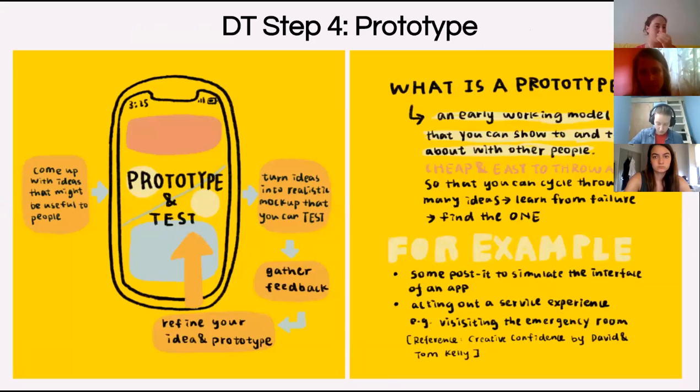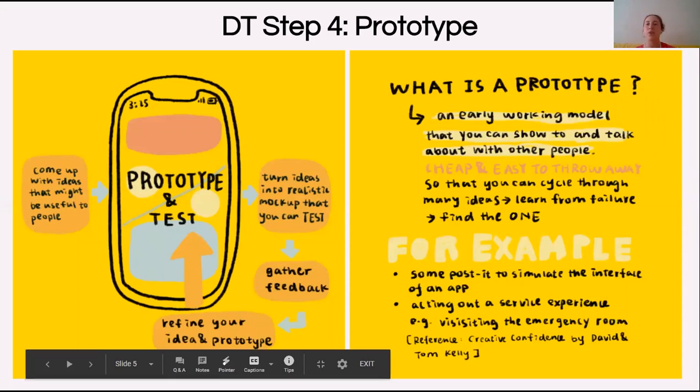So here it says, prototyping and testing is about coming up with ideas that might be useful to people, turning those ideas into realistic mock-ups that you can test, gathering feedback and refining your idea and prototype, and then you do it again. So what's a prototype? It says an early working model that you can show to and talk about with other people. It should be cheap and easy to throw away so that you can cycle through many ideas, learn from your failures.